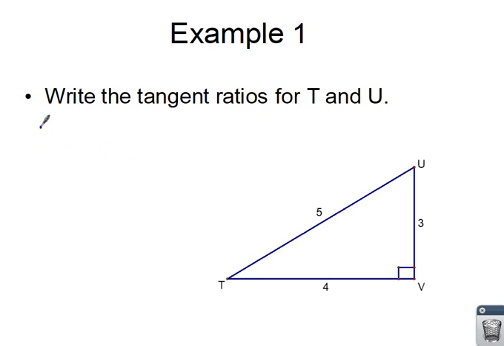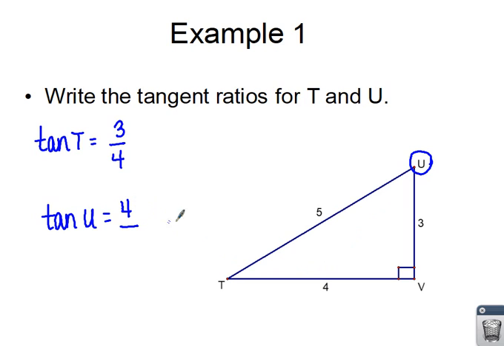So tangent ratios for T and U. So we'll do tangent T. So here's T. Opposite is 3. Adjacent is 4. The hypotenuse is 5, so we ignore it. That's the tangent ratio. If we do tangent U, so let's get rid of this, and let's circle U. Then opposite U is the 4, and adjacent to U is 3.